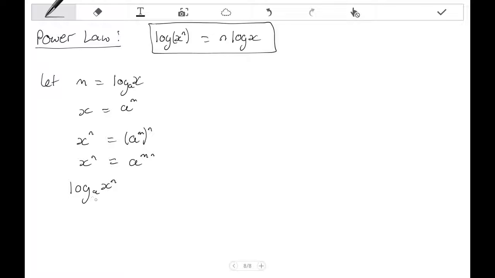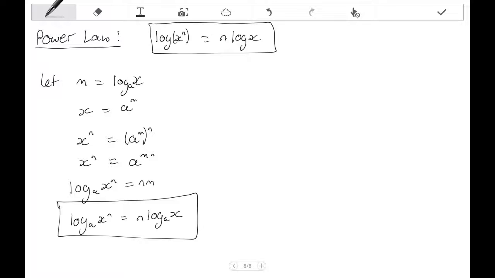This is using our definition of a log. So what do we need to raise a to the power of to get x to the n? Well, that's equal to m times n. Now if we substitute our definition of m back in, we get that log base a of x to the n is equal to n times log of x, which is the power law. Okay, those are our three laws that we need to know. And it's really important that we can use them.